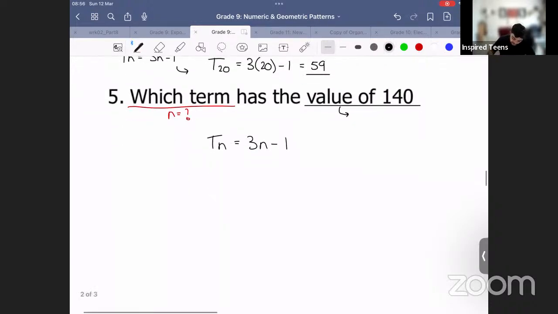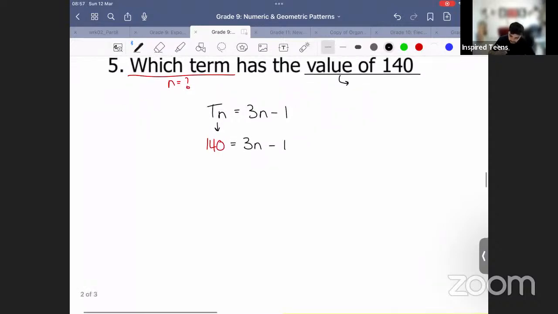But this time you have the value of tn. You have the value of the term. Tn is the value of the term. So you substitute it there as 140. And this time you're solving for n. So you take the 1 over, it becomes plus 1. So it becomes 141 is equal to 3n. And then n is equal to 141 divided by 3.